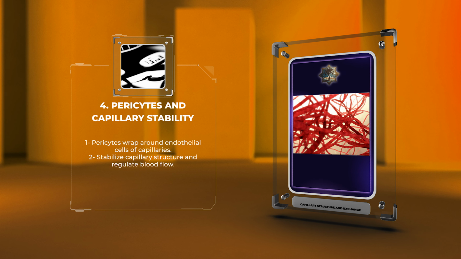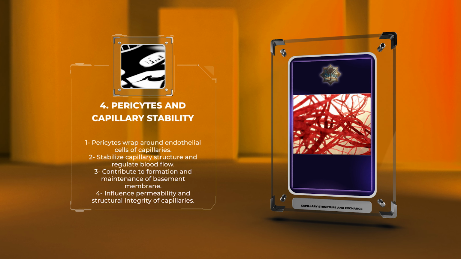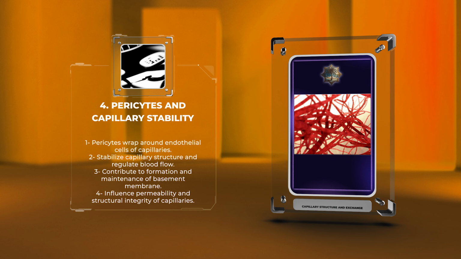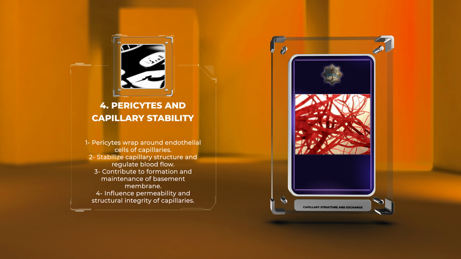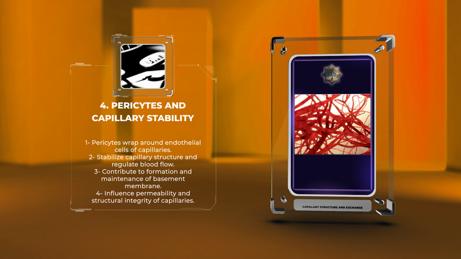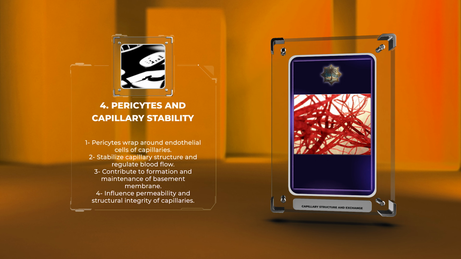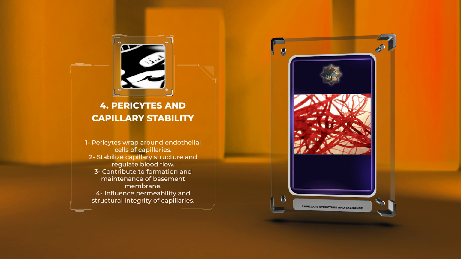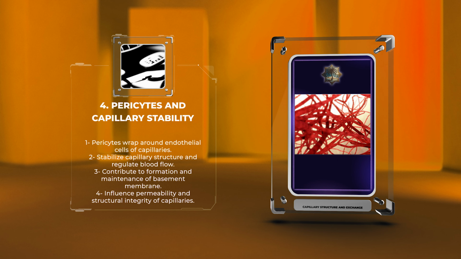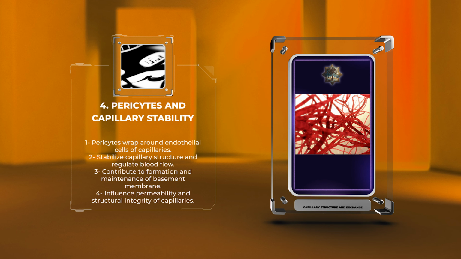Pericytes are contractile cells that wrap around the endothelial cells of capillaries. They play a crucial role in stabilizing the capillary structure and regulating blood flow. Pericytes contribute to the formation and maintenance of the basement membrane, influencing the permeability and structural integrity of capillaries. Additionally, pericytes can contract and relax, controlling the diameter of capillaries and regulating blood flow in response to local metabolic demands.